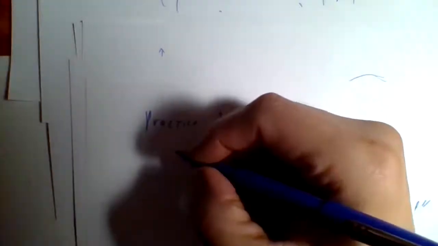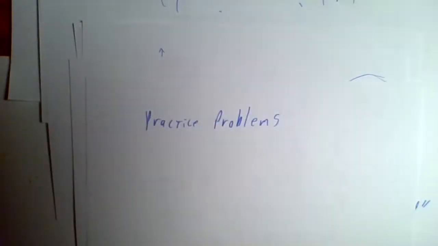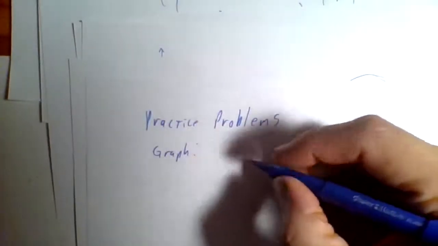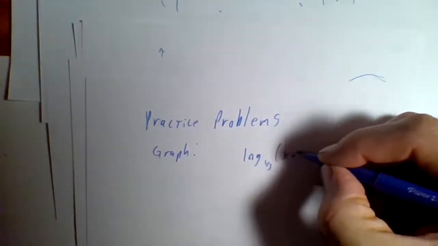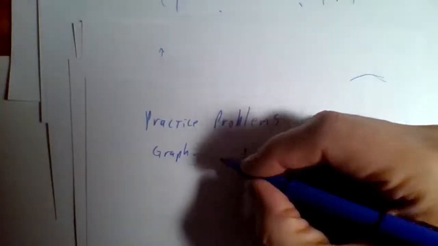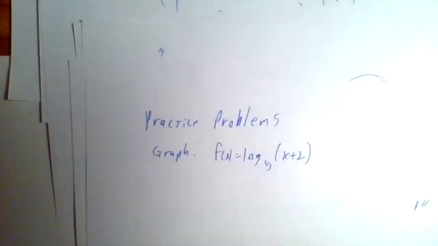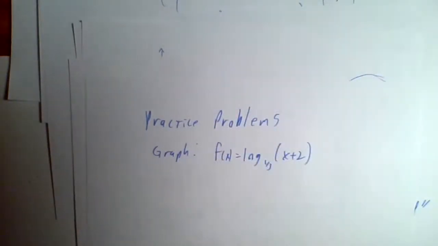Number 29. Oh, that's a multiple choice. I don't want to do the multiple choice right now. Graph the function. We will graph the function here: log base 1/3 of x plus 2. That's a weird log because of the weird base on there. We could rewrite it, but we don't need to.